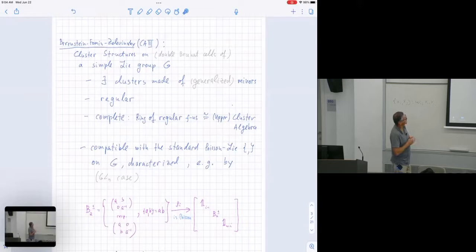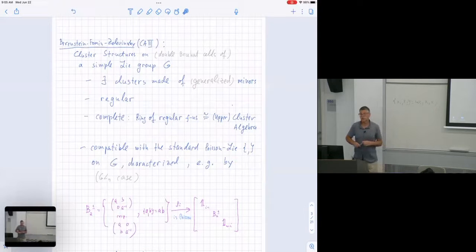As I said, the ring of regular functions is isomorphic to a cluster algebra, or a slightly more general object called an upper cluster algebra. And what's important for us here is that they are all compatible in this sense with the standard Poisson-Lie structure on the group G. So Poisson-Lie groups have these nice quadratic Poisson structures, which are responsible for integrability of many systems. In fact, we saw one of these structures in Sasha Mikhailov's talk, this quadratic structure for the Toda lattice. So what is a standard Poisson-Lie structure?